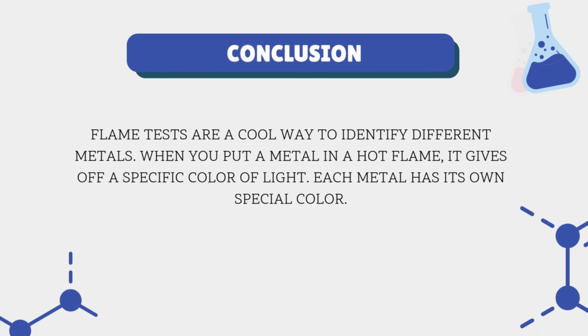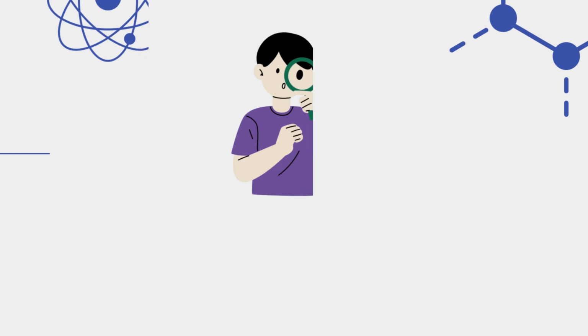Explain. In conclusion, flame tests are a cool way to identify different metals. When you put a metal in a hot flame, it gives off a specific color of light. Each metal has its own special color. We have explored the fascinating world of flame tests. We have learned how different metal ions, when excited by heat, emit distinct colors of light. This unique property allows us to identify unknown substances based on their characteristic flame colors. And that's all for today.